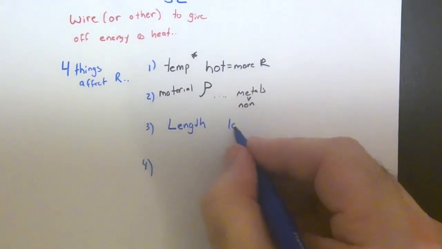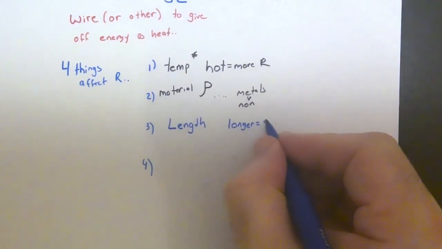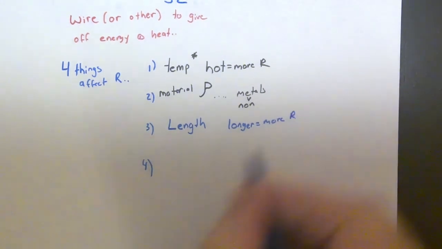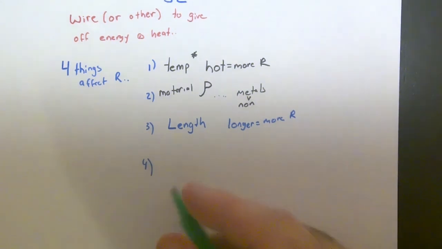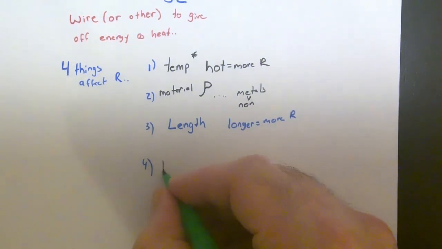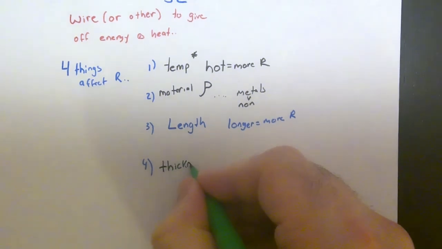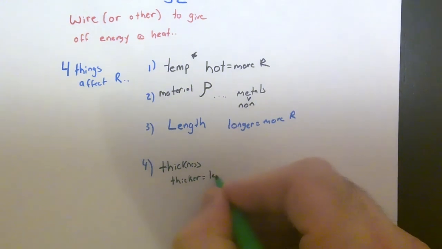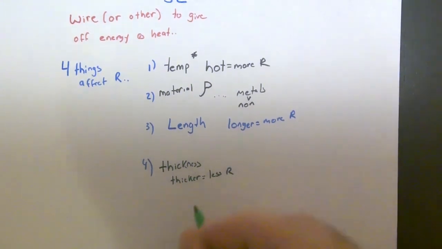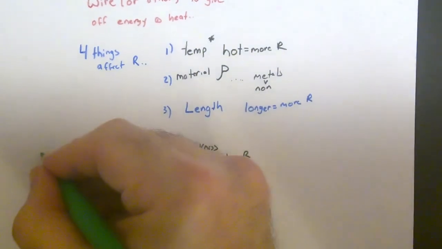Next up is length. The length of the wire makes a big difference. The longer the wire, the more resistance it has, which means if you have a very long charging cable, it actually takes longer to charge because there's more resistance. And finally, the fourth thing that affects it for a wire or for a light bulb is the thickness of the wire or the thing itself. Usually the thicker the wire, the less resistance it has.